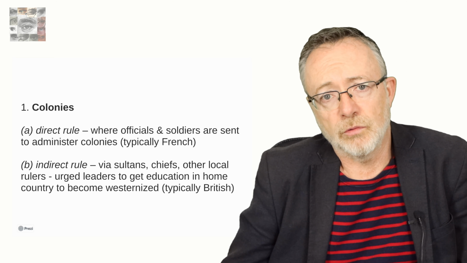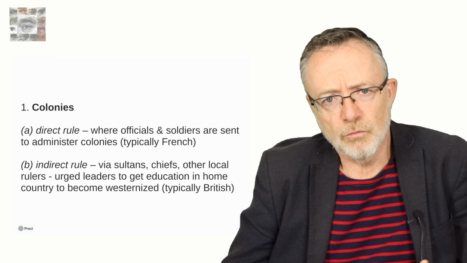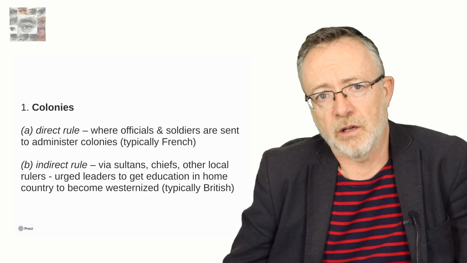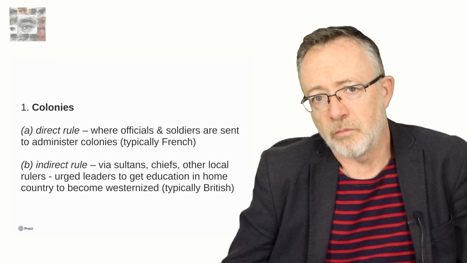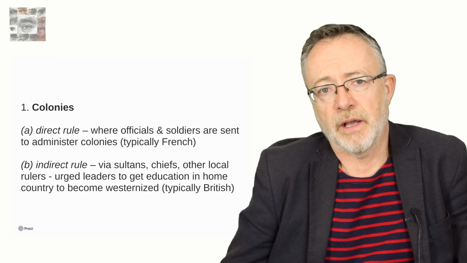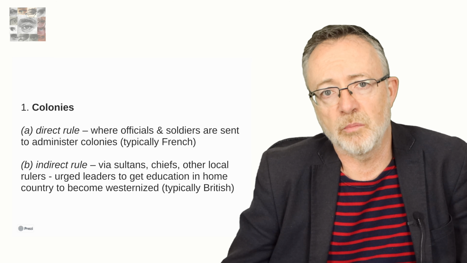This is typically the French model. And then you have indirect rule, typically British, where rule takes place with the cooperation of local sultans and chiefs, etc. They've often become typically westernized, and that obviously, as I've said, is typically the British model.